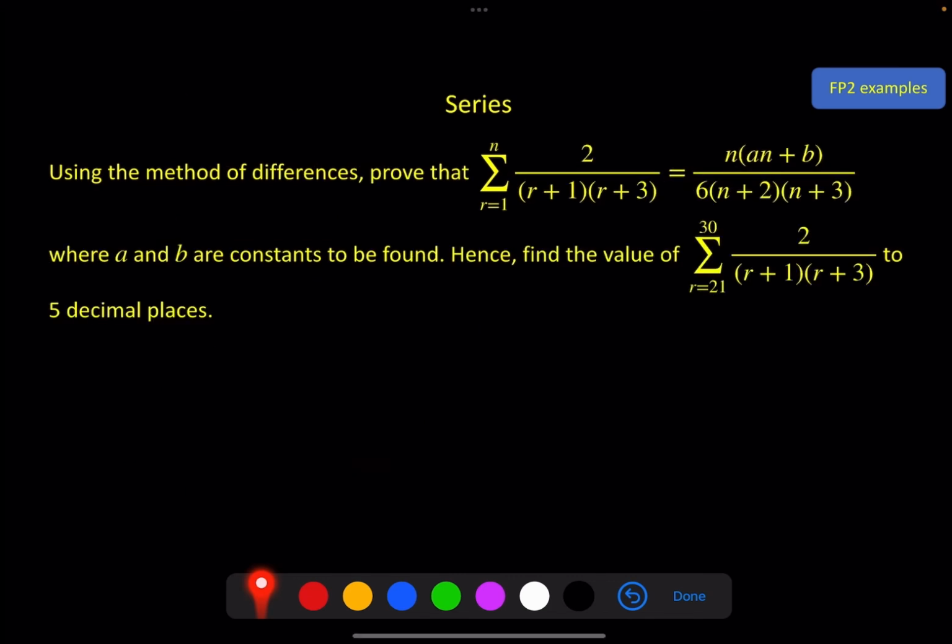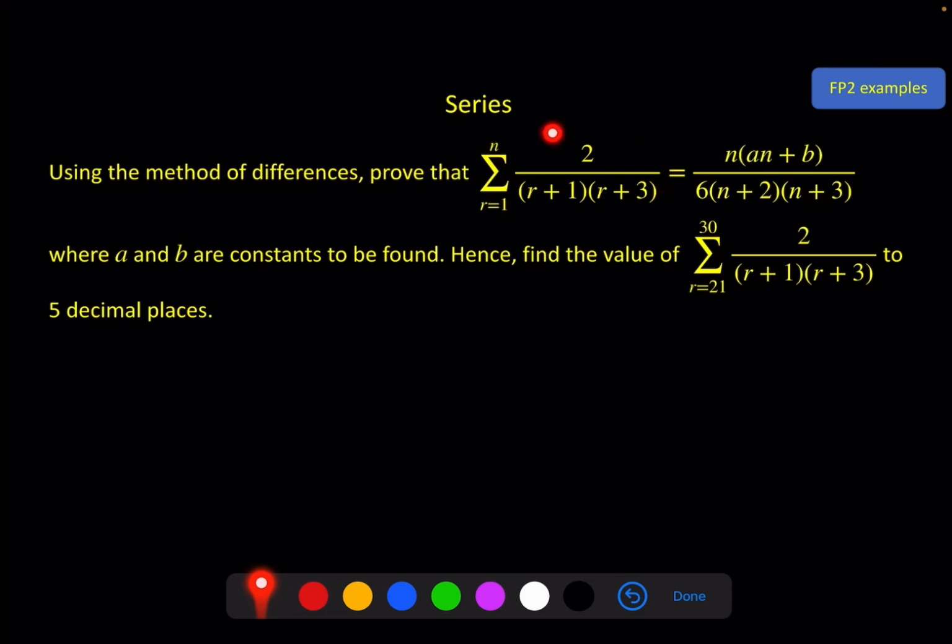Same idea in the next one, although it's a bit of a more involved question. Using the method of differences, prove that this equals this, where a and b are constants to be found. Hence, that means use this, find the value of this to 5 decimal places. So we're going to do this in 3 fairly chunky parts.